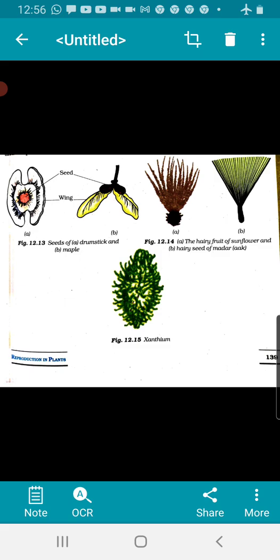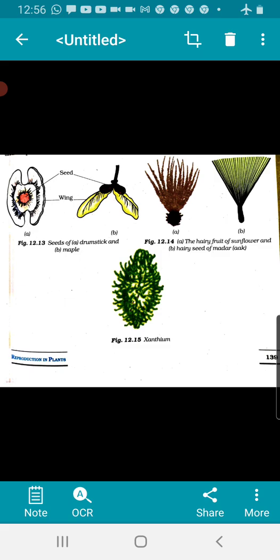Some seeds are dispersed, otherwise carried away by animals. Animals and human beings eat the pulp of these fruits and throw away the seeds elsewhere. But some seeds have a hook-like structure. You can see the xanthium seeds, hook-like structure. They get entangled on the clothes or furs of the animals. The seeds thus get dislodged at other locations.